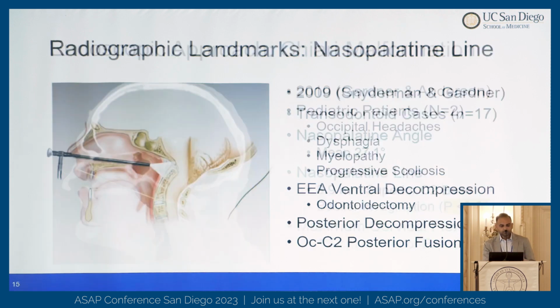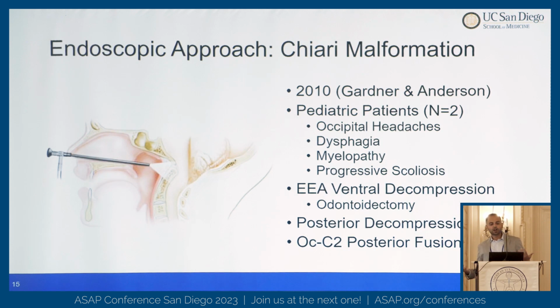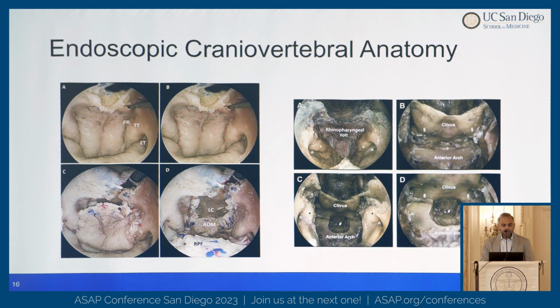When it comes to our Chiari patients, Dr. Gardner published his series on children in 2010, where he described patients that had headaches, dysphagia, myelopathy, and scoliosis. Their algorithm at Pittsburgh was to perform an anterior decompression as well as a posterior decompression with an OC fusion. These patients actually did quite well with improvement of their neurological symptoms and no complications following surgery. And you can really see why the endonasal corridor is so appropriate.